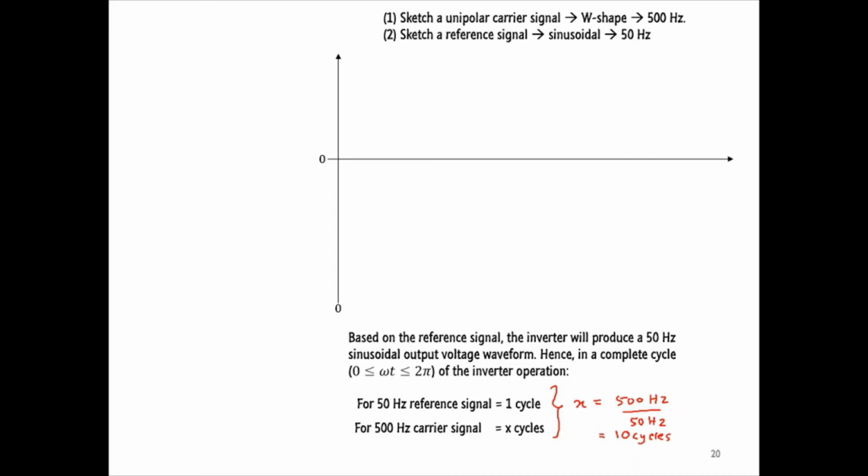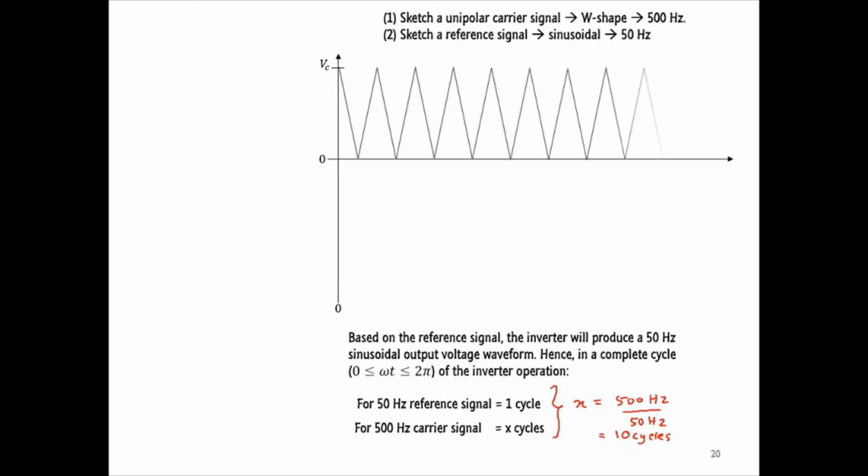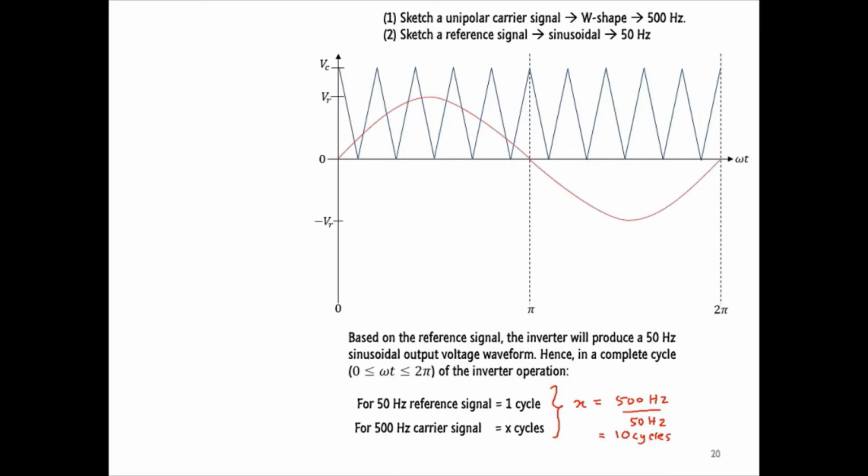You should start your drawing with the carrier signal. By using Vc as an amplitude, you can sketch the carrier signal as follows. Once you have a complete carrier signal, split the signal into two areas to label pi and 2 pi's. Then you can sketch the reference signal. In this exercise, the amplitude of the signal is positive and negative VR.